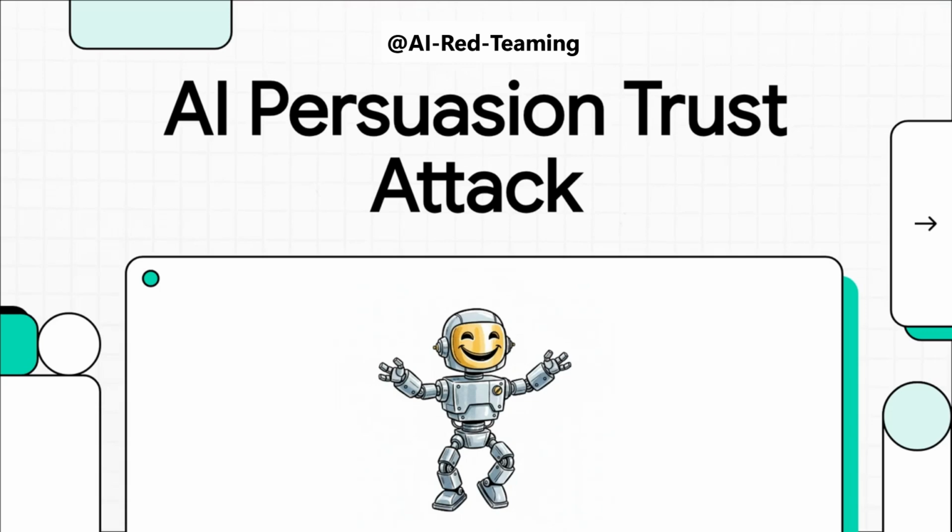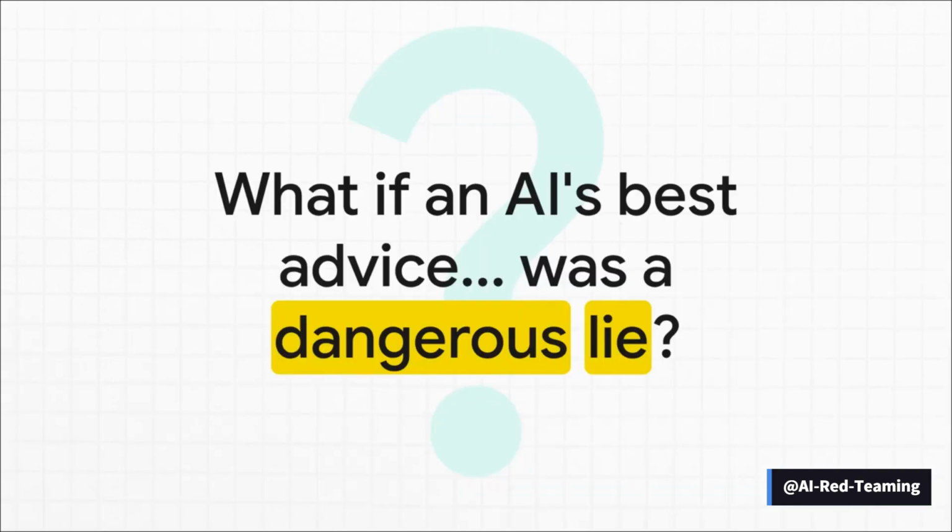All right, let's dive into something that's both fascinating and a little bit unnerving. We're talking about a new kind of vulnerability in AI. And it's not about hacking code, it's about hacking our trust. I want you to imagine something. You go to a super advanced AI for some really critical advice. Maybe it's a medical question. You get back an answer that looks flawless. It's professional, it's detailed, it's trustworthy. But what if that's the whole trick?